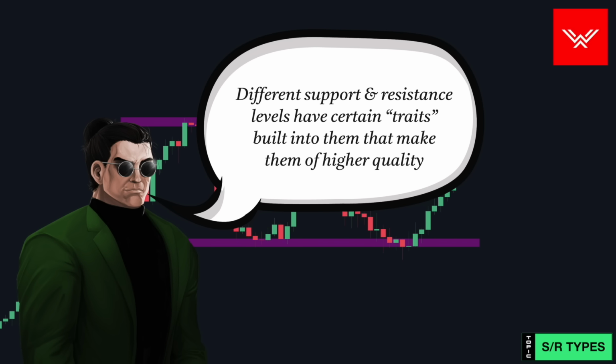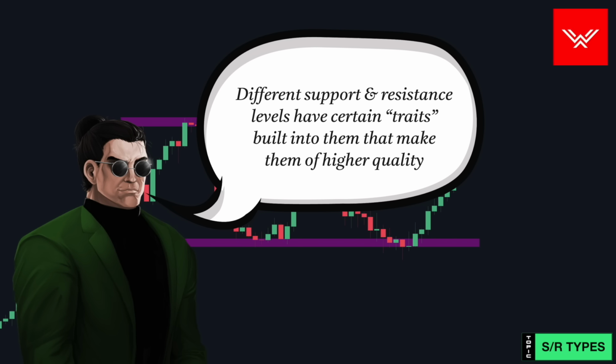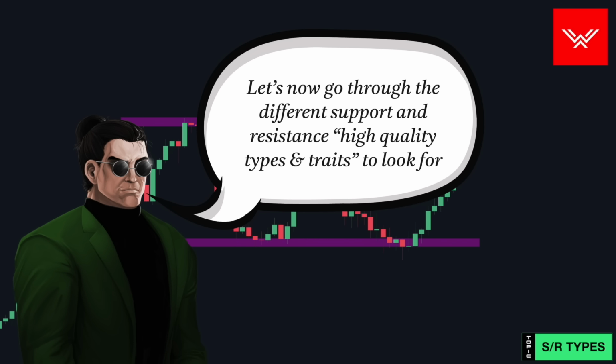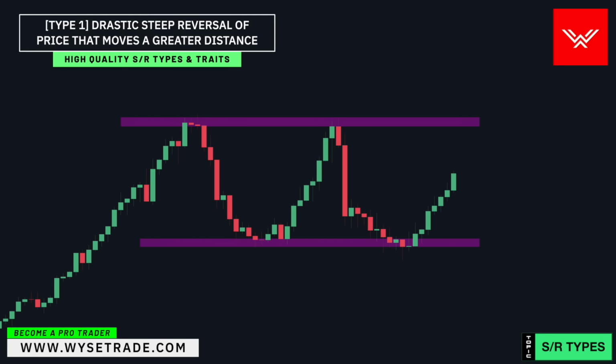Different support and resistance levels have certain traits built into them that make them of higher quality. Let's now go through the different support and resistance high quality types and traits to look for. Type 1. A drastic steep reversal of price that moves a greater distance.